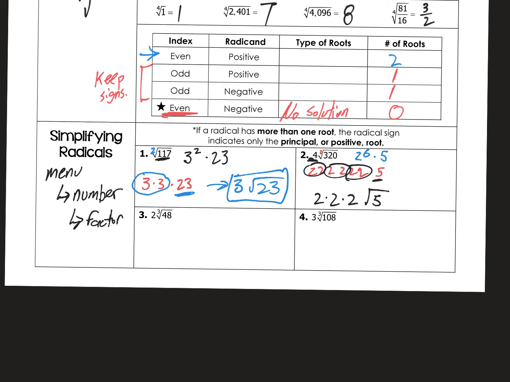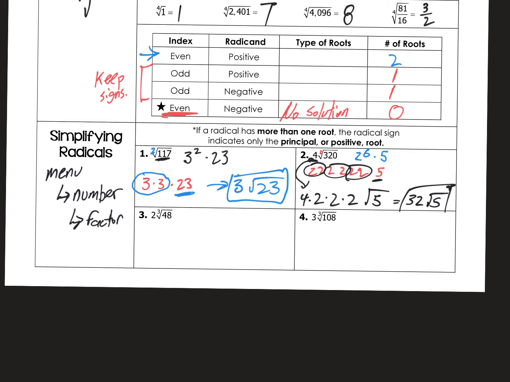And don't forget about this 4. Remember, he was outside, so we're going to bring him down as well. So let's see what we've got. 4 times 2 times 2 times 2 is going to be 32. And then the square root of 5 is still hanging on there. Okay, and that is my answer for that one.